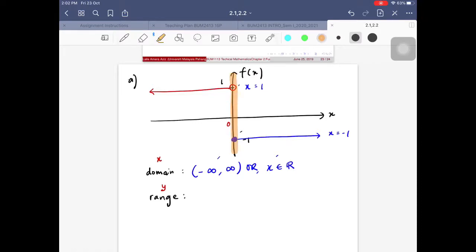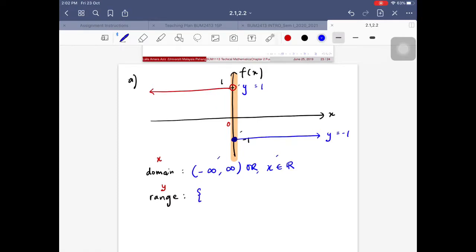If you have a look along the y-axis, only two values are covered. There is a big hole going on here, all the way from here to here. There is no line of the function right there. So the value of y is only covered at two places, which is y equal 1 and also y equal negative 1.